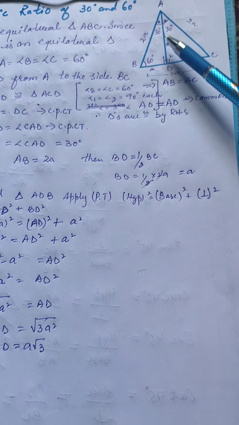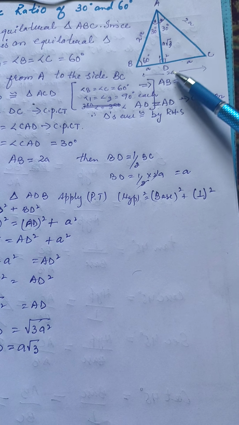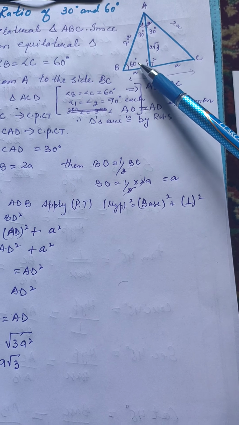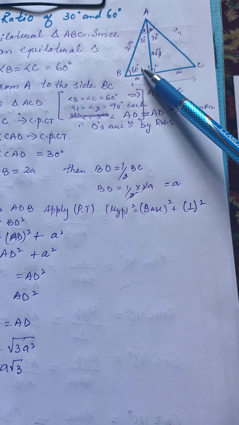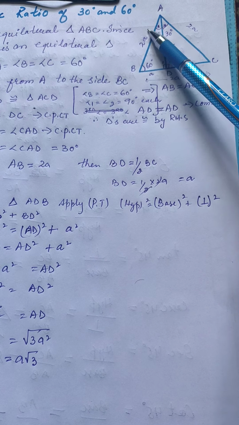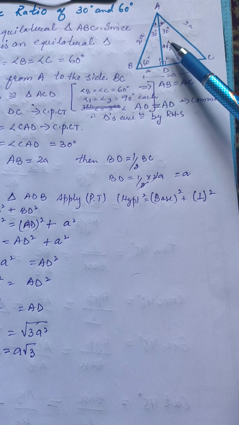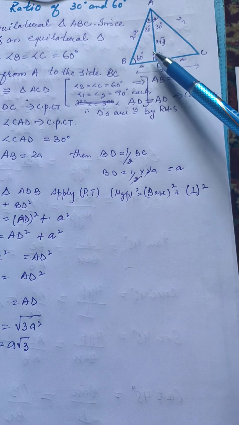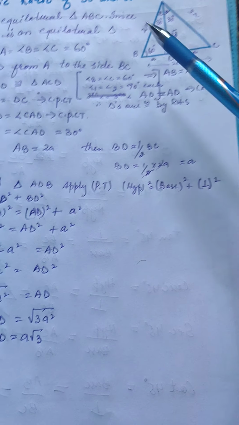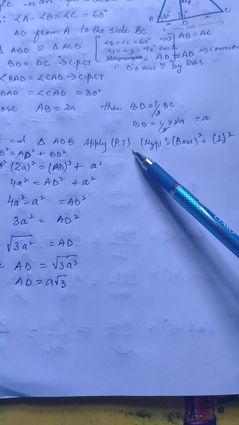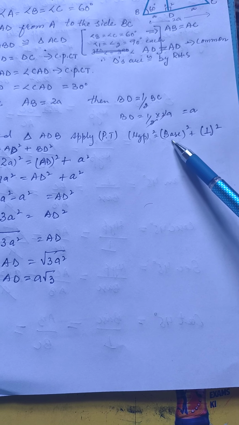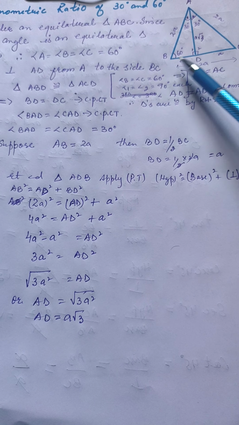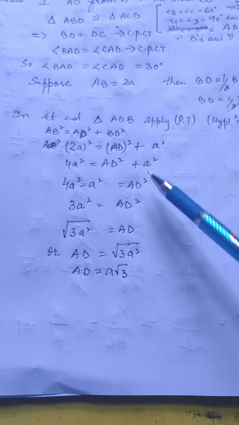Now I have to apply the Pythagoras theorem on this triangle ADB. This is a right angle triangle. As per the Pythagoras theorem, hypotenuse square is equal to base square plus perpendicular square. This is the hypotenuse because the opposite side of 90 degrees is the hypotenuse. Here AB is the hypotenuse, BD is the base, and AD is the perpendicular.